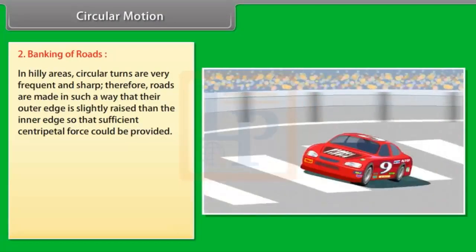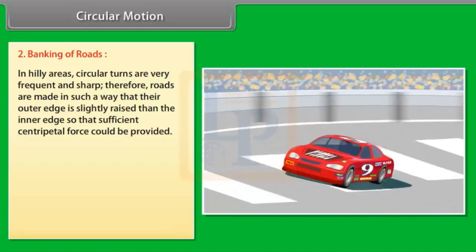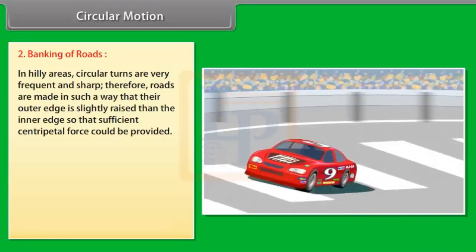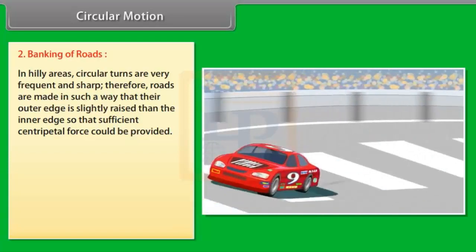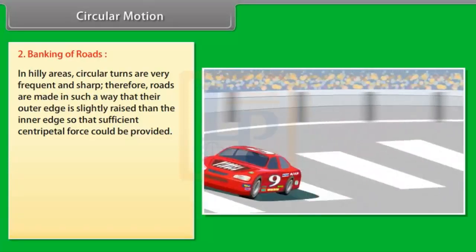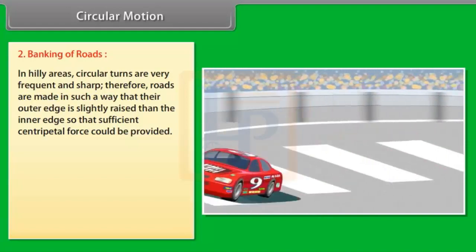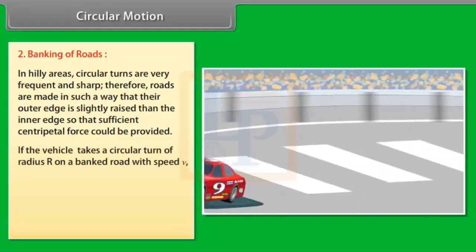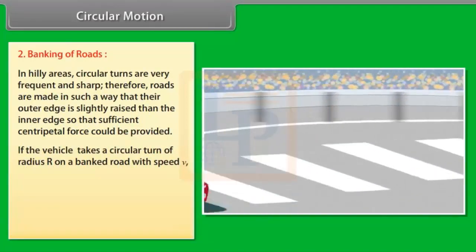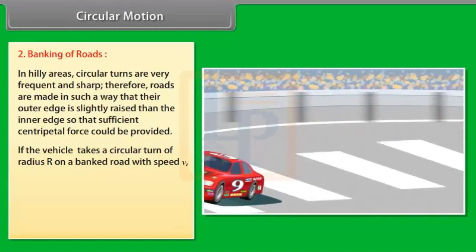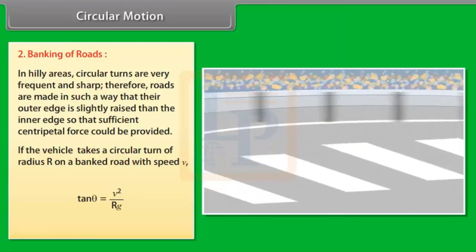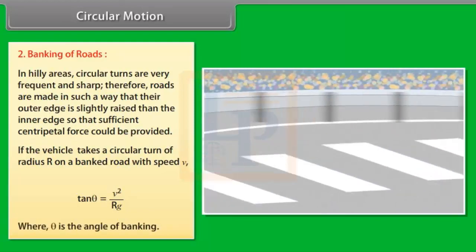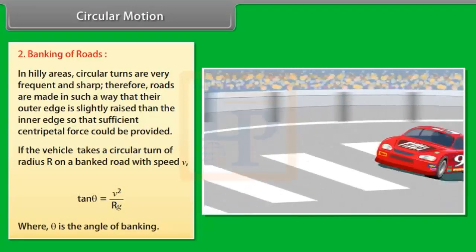In hilly areas, circular turns are very frequent and sharp. Therefore, roads are made in such a way that their outer edge is slightly raised than the inner edge so that sufficient centripetal force could be provided. If the vehicle takes a circular turn of radius r on a banked road with speed v, tan θ = v²/rg, where θ is the angle of banking.